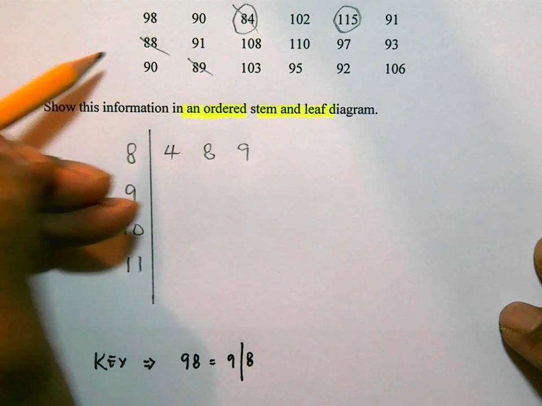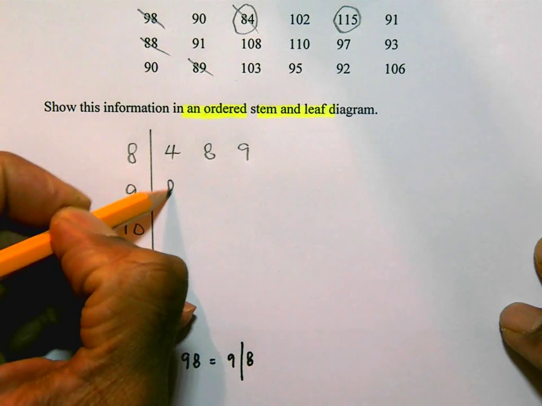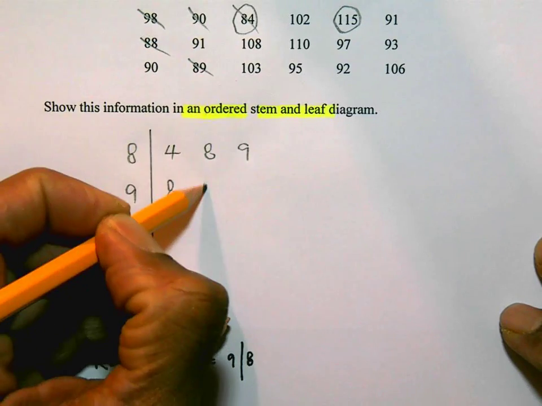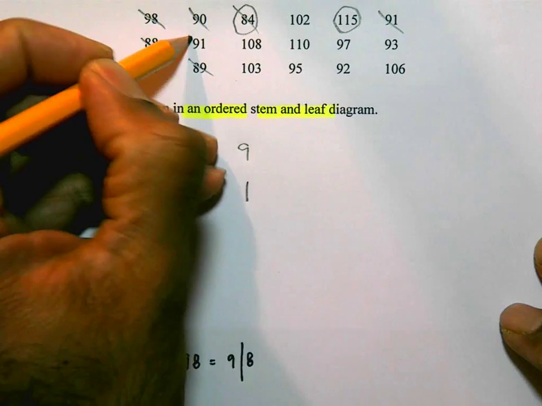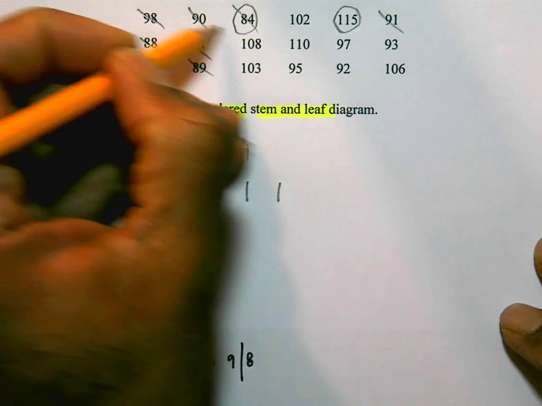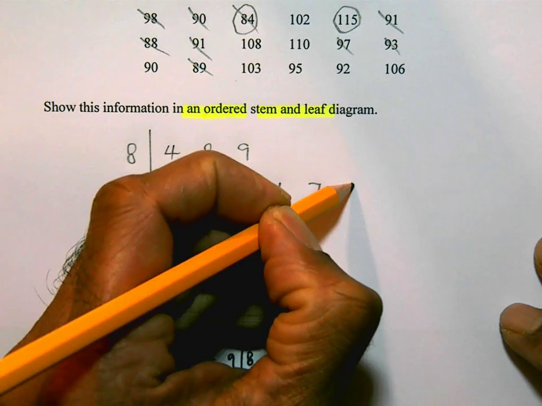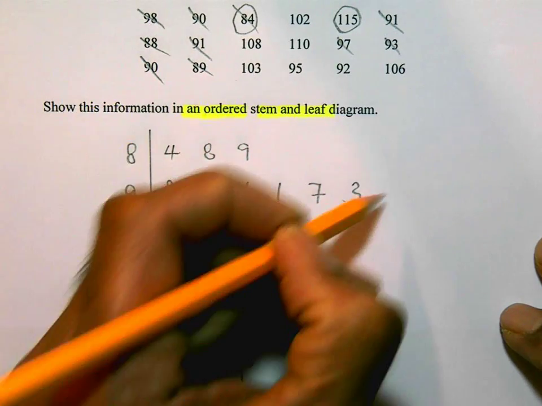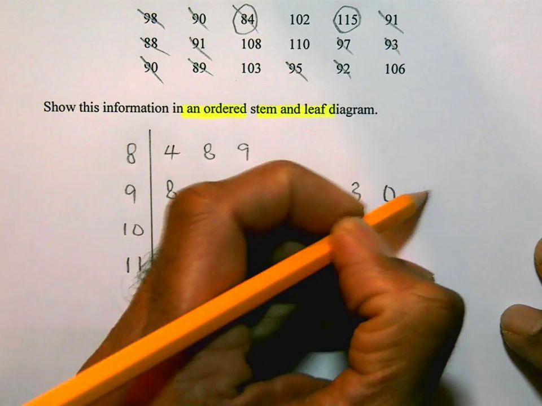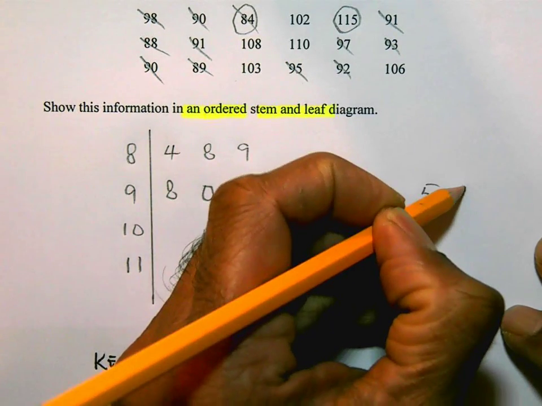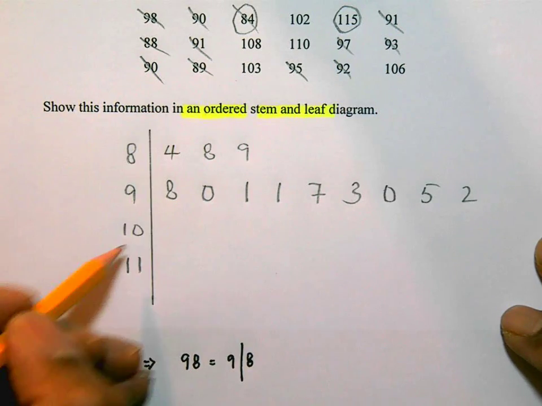All right, the next one, let's have a look. If I go through it systematically, 98, 90, 91, 91, 97 and 93, 90, 95 and 92. Okay, I'm just doing a quick check. I haven't missed any there.